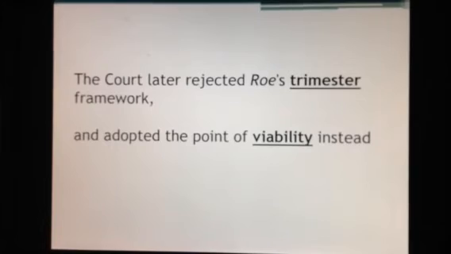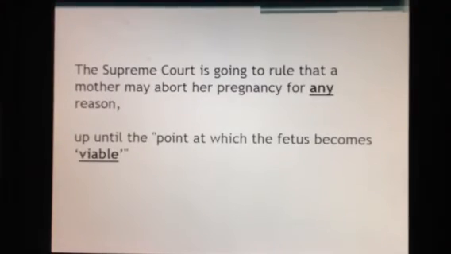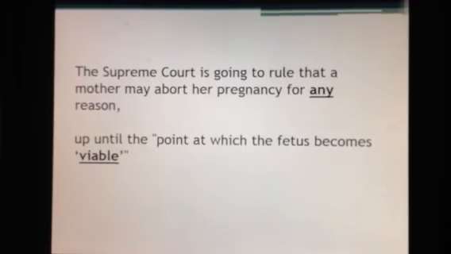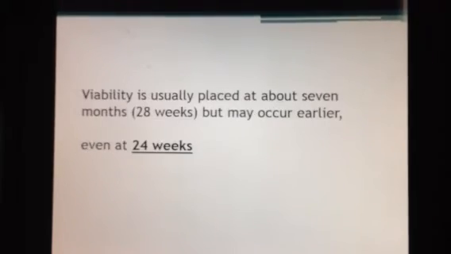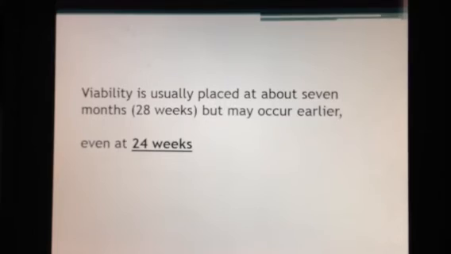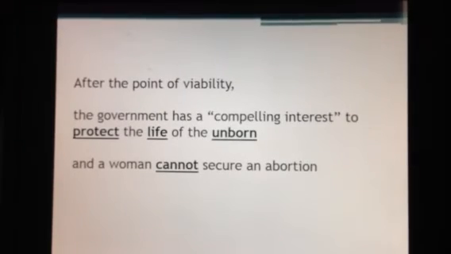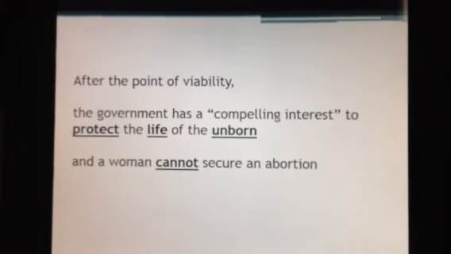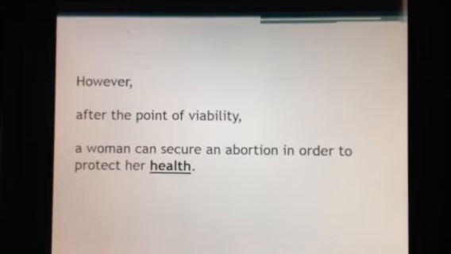The court later rejected Roe's trimester framework and adopted the point of viability instead, when the unborn becomes viable, meaning able to exist outside the womb of the mother. Viability, potentially able to live outside the mother's womb, albeit with artificial aid. Usually that's 24 weeks or so. After the point of viability, the government has a compelling interest to protect the life of the unborn, and a woman cannot secure an abortion. After the point of viability, only can she secure an abortion to protect her health.